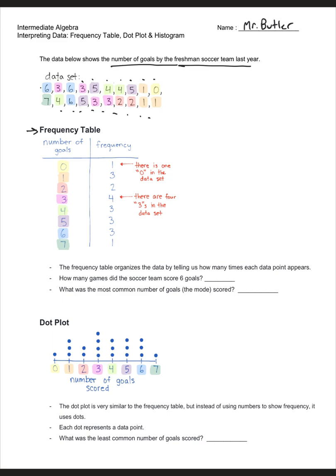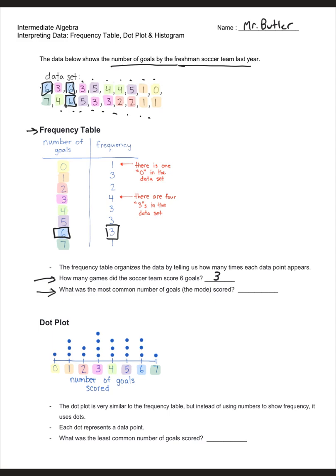Okay, so let's look at the first question here. How many games did the soccer team score 6 goals? I'm just looking at when there are 6 goals, that happened 3 times, a frequency of 3. We can always go back and look up at the data set and see how many times they scored 6 goals. Just those 3.